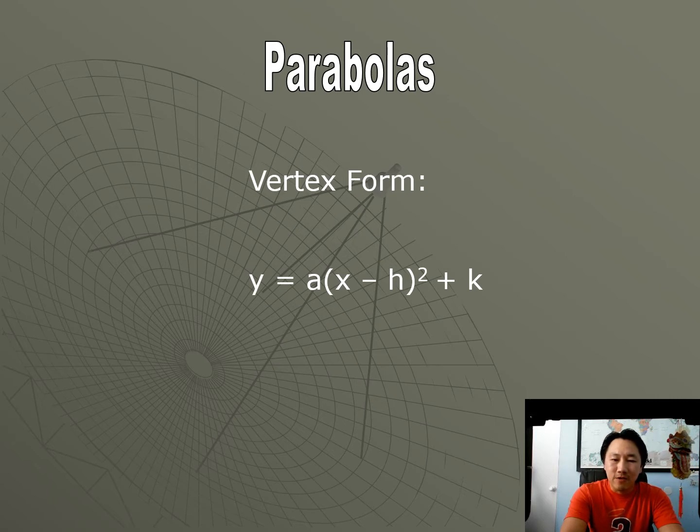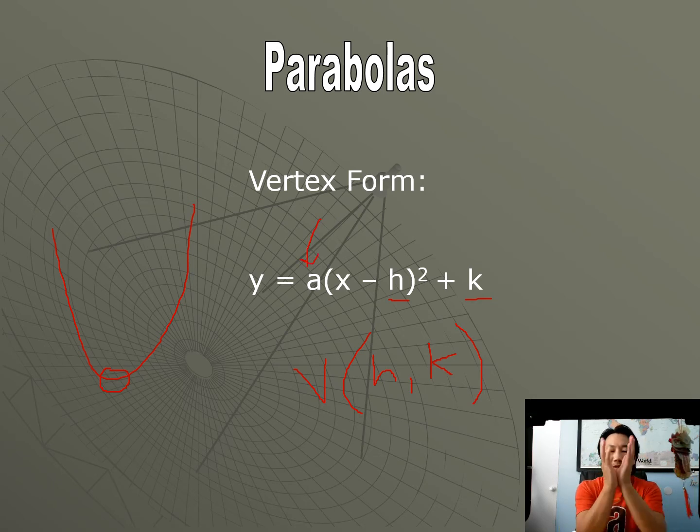Remember, the vertex of a parabola is right where it changes direction, and it's this point and this point. Vertex is equal to h comma k. We did that last section. And then a is kind of how wide the parabola opens. Remember, the smaller the a, the wider it gets. The bigger the a, the more narrow it gets.